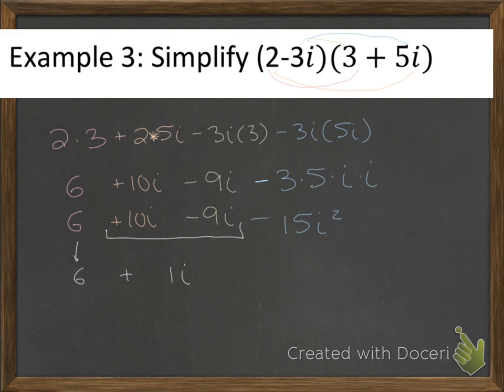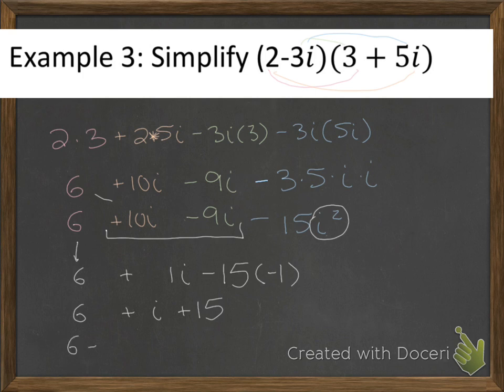So we have 6 plus 1i minus, remember, this i squared is not a thing. We have to replace it. If you leave i squared in your final answer, you're going to lose points. So i squared, recall, is negative 1. So we have 6 plus 1i, or just i, minus 15 times negative 1. Well, negative times a negative is a positive, so we're going to have positive 15. Are we done yet? We're not done.